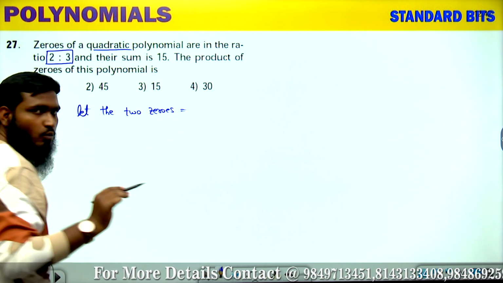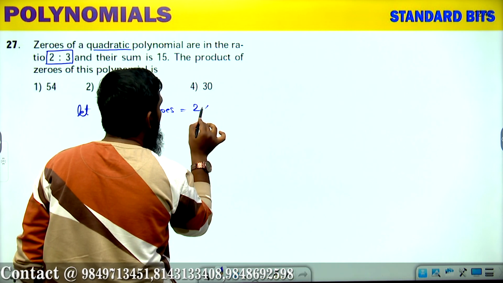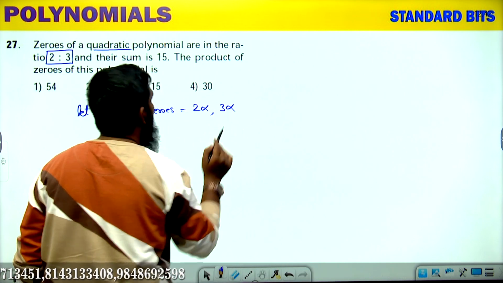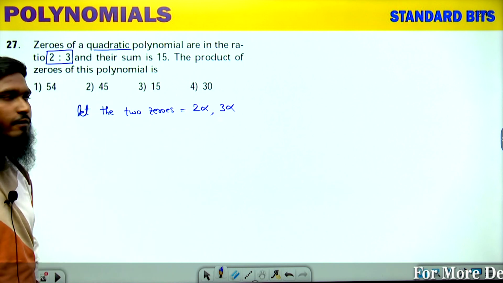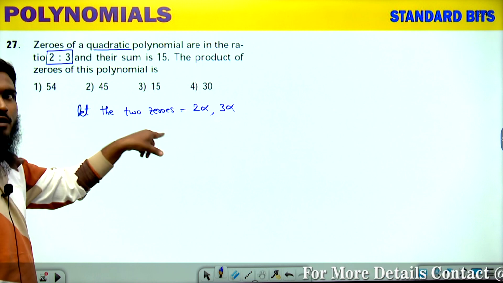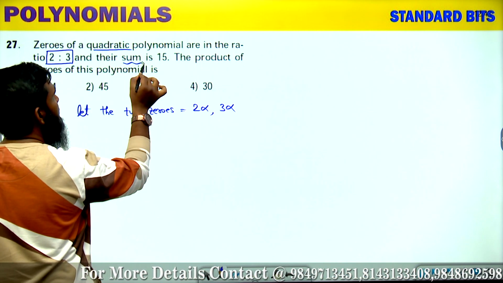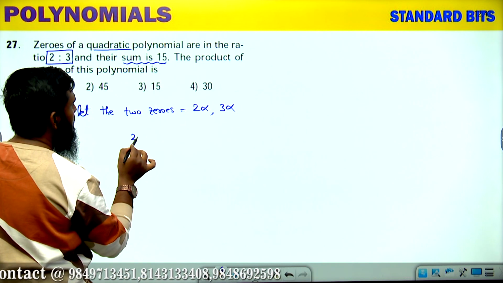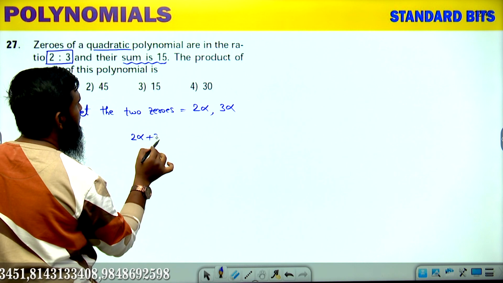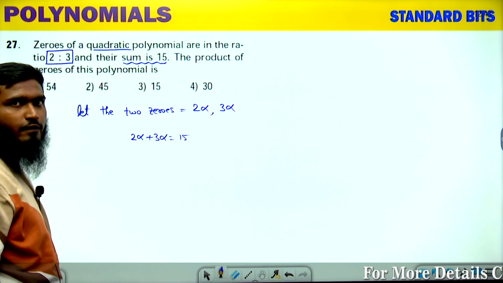is equals to, what we can write now? 2:3 means we have to take this part as 2 alpha comma 3 alpha. Whenever ratio concept is given, we have to take this part, 2 alpha comma 3 alpha. If it is given 2:5, 2 alpha 5 alpha, like that we have to take. Now already it has been given sum of the zeros is equals to 15. If you are doing sum of this part means 2 alpha plus 3 alpha is equals to 15. Sum of the zeros is equals to 15 we are having.